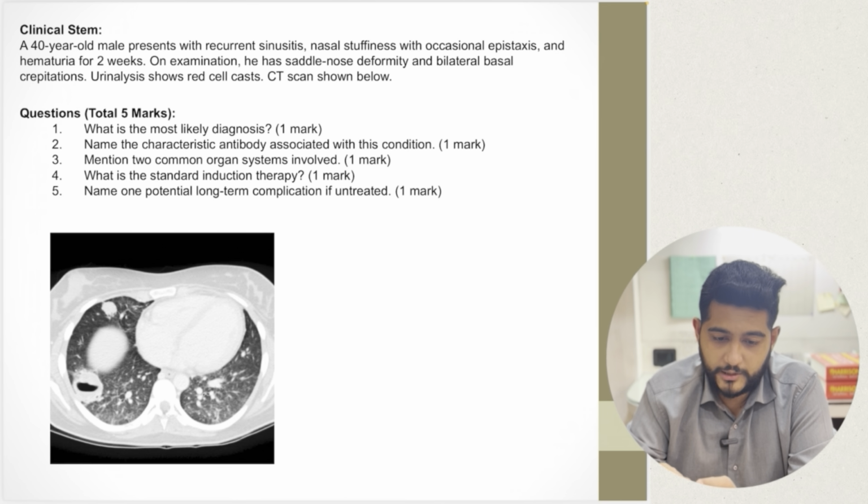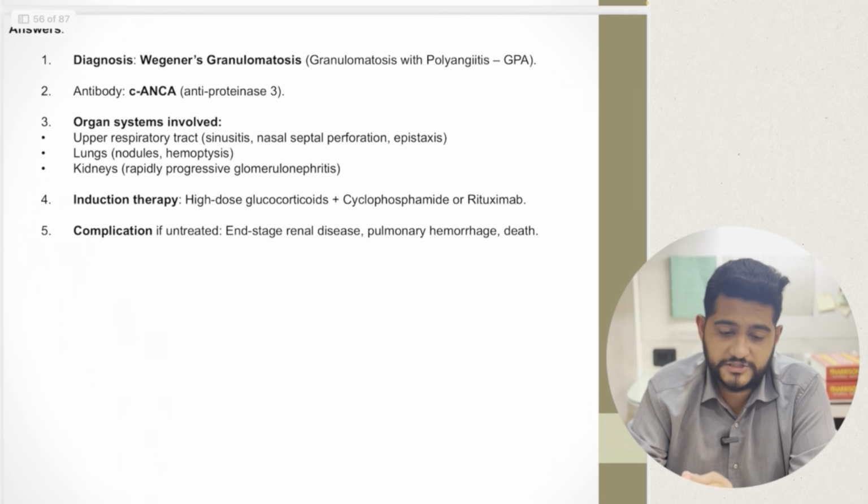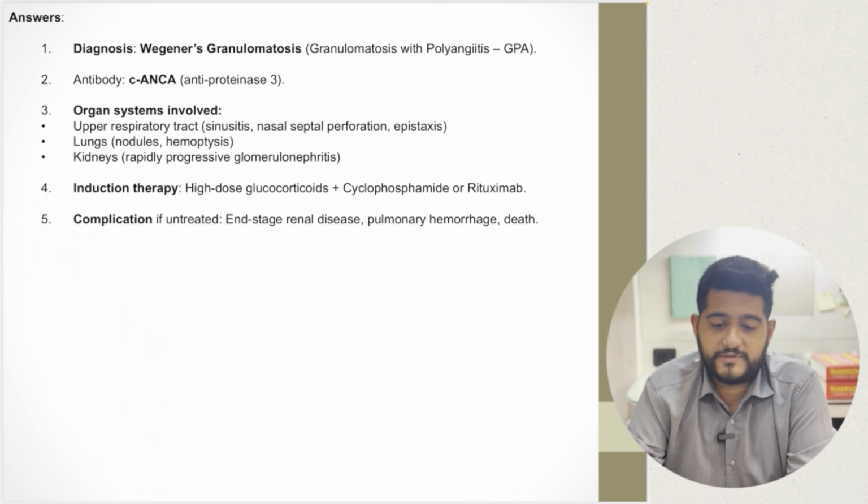So you can see cavitary lesions in the CT scan with a clear history of sinusitis, nasal stuffiness, active urine, that is an important clue, saddle nose deformity, and bilateral crepitations. Urine analysis is showing red cell cast. So there is active urine, there is involvement of the lung, and there is also recurrent sinusitis. Definitely an autoimmune condition. And the answer is Wegener's granulomatosis, where the cavitary lesions are more common. Antibody, of course, is c-ANCA, that is anti-proteinase 3.